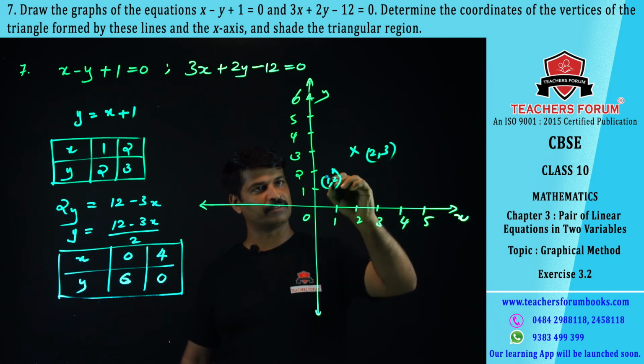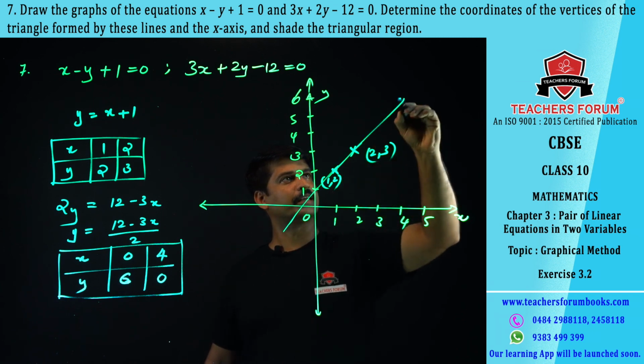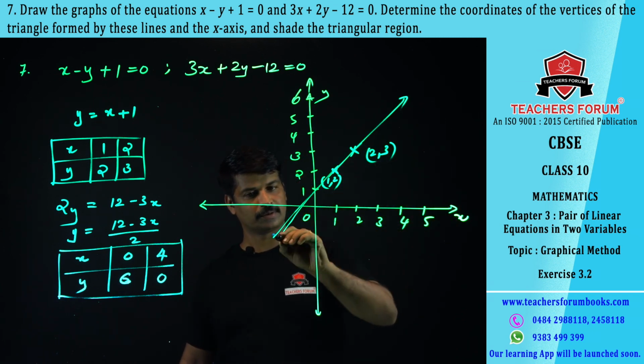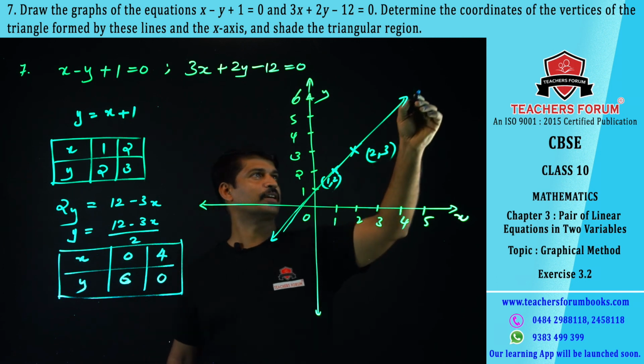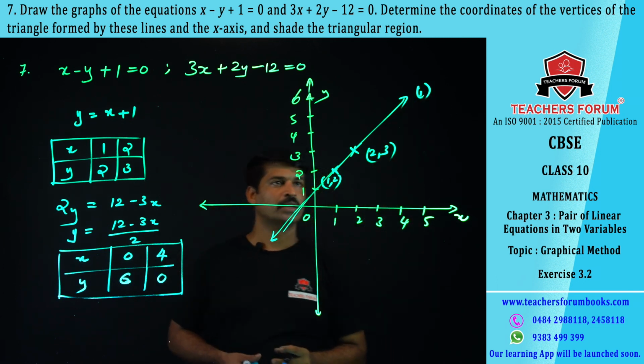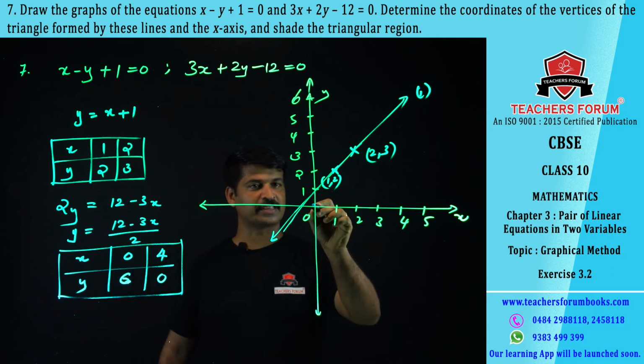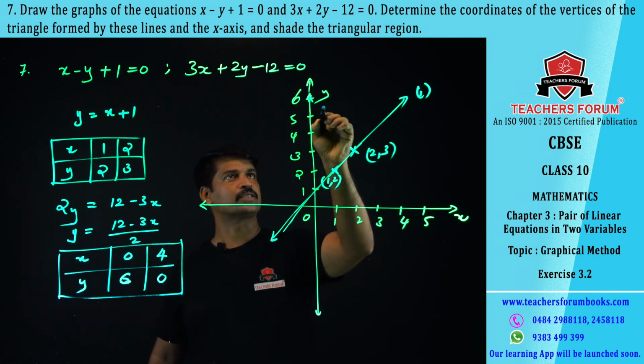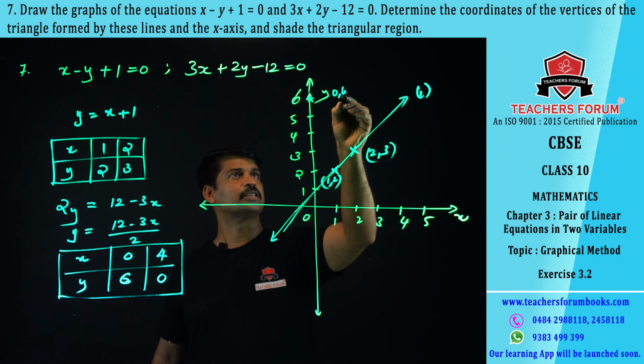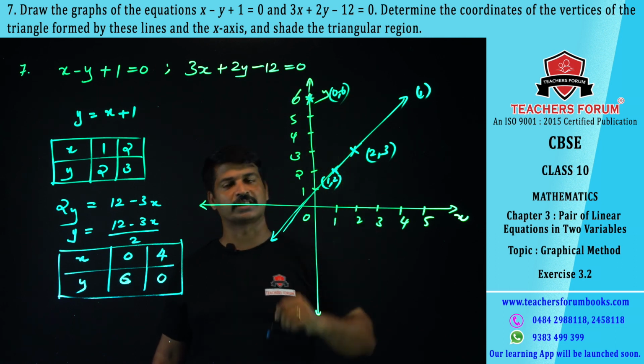Now let us draw the graph. So you will be getting a straight line like this. So this is the graph for the first equation. Now let us draw the graph for the second one. 0, 6. X is 0, y is 6. So this is the point 0, 6.